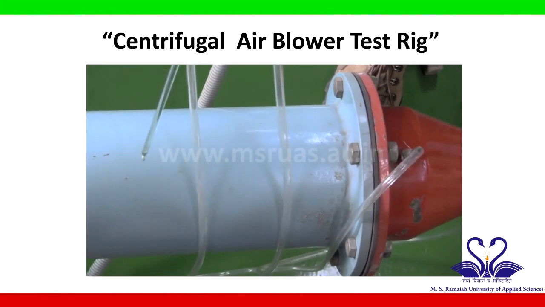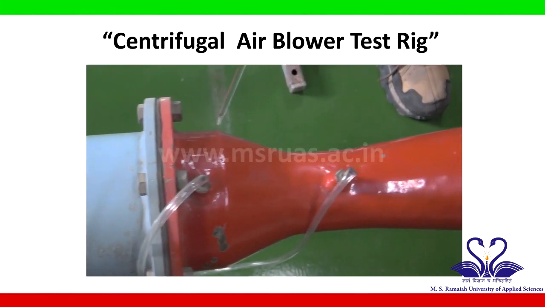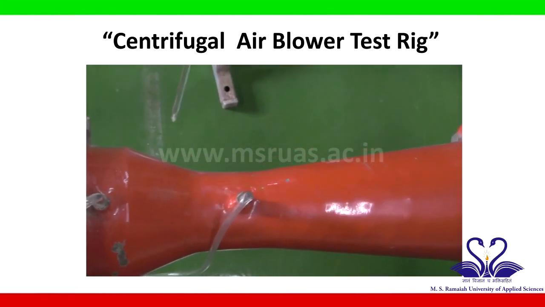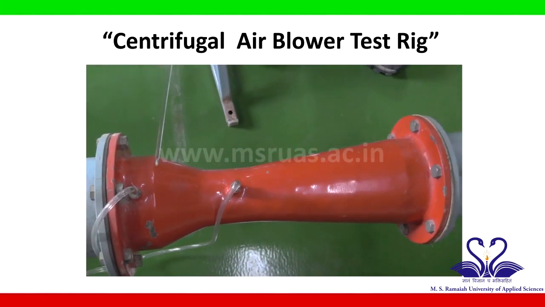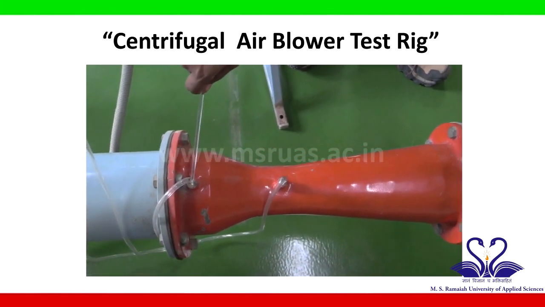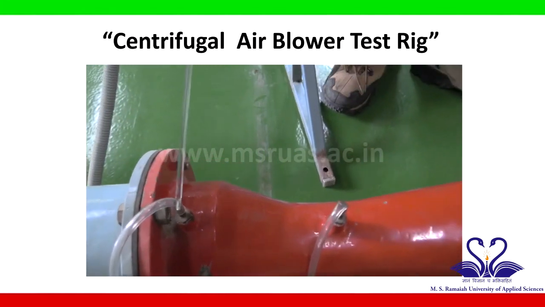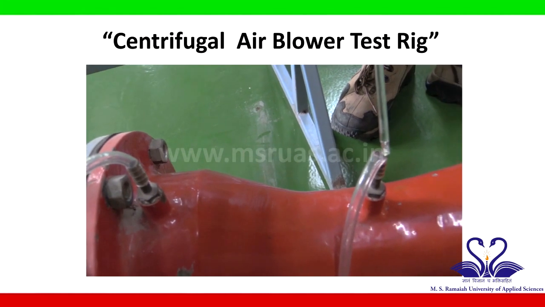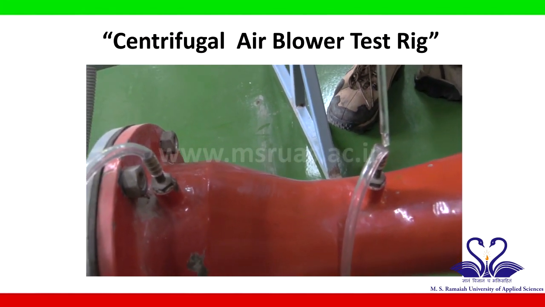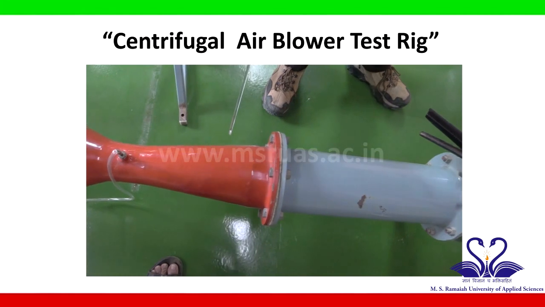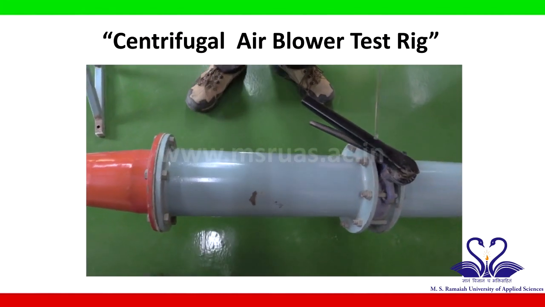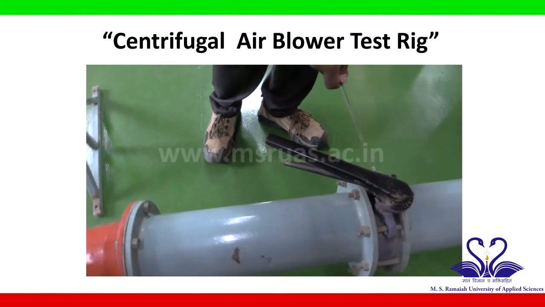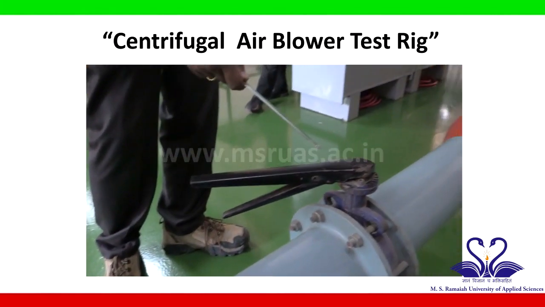Further on the delivery line, we have a venturi meter to measure the discharge of the air flowing through the circuit. Here we have a pipe connected at the inlet of the venturi and another pipe connected at the throat of the venturi to measure differential pressure through the venturi meter. Further, we have a delivery valve, which is a butterfly valve to control the flow rate of the air flowing through the pipeline.